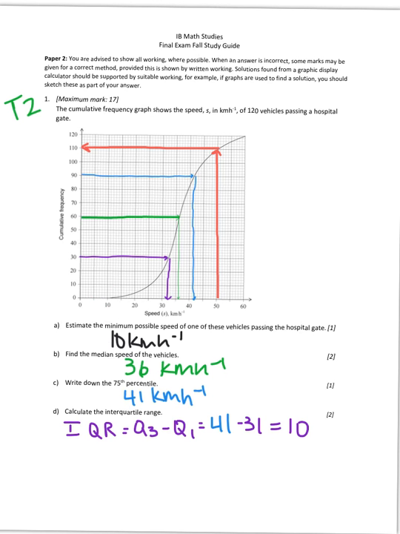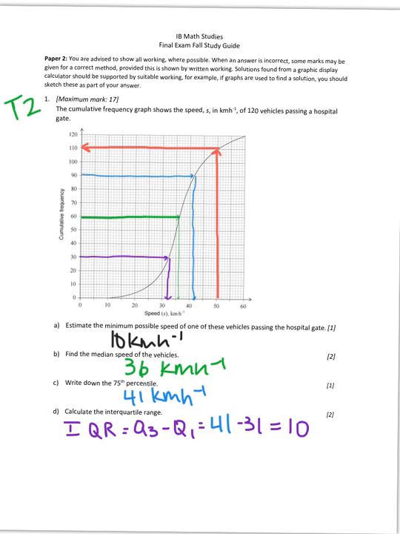So I follow the 60 line across. Wherever it hit the cumulative frequency graph, I went straight down. And you get it to be about 36, 35.5, somewhere right around there, kilometers per hour. Obviously, you should be using a ruler for this. It would make it a little bit more accurate.